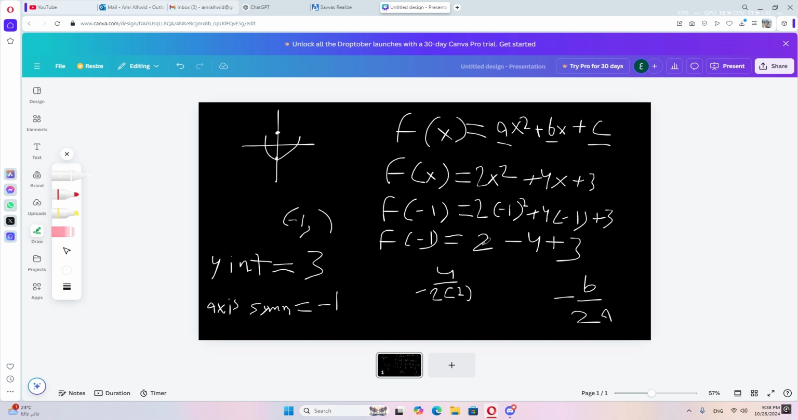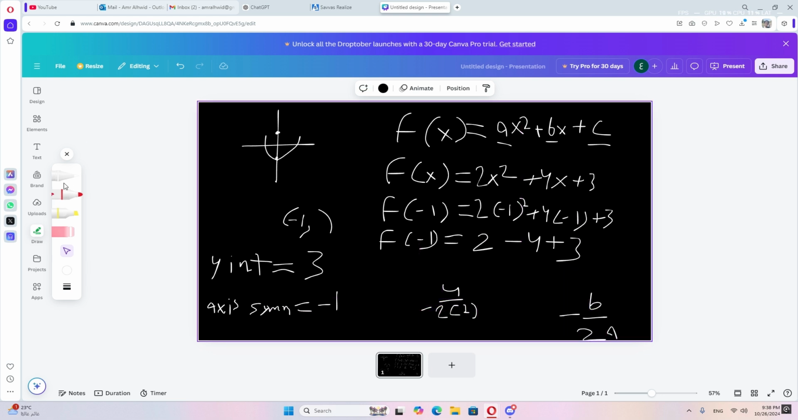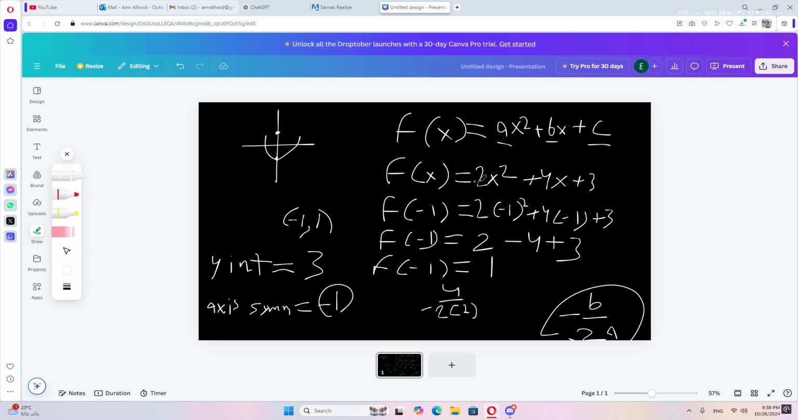Okay, so let's solve it. 2 minus 4 is minus 2, plus 3 is 1. So f of minus 1 will be 1. So this tells you that the y of the vertex is 1. So we found out the x of the vertex by doing this formula, getting the axis of symmetry, which is minus 1. Then we put the axis of symmetry into the formula to get the y of the vertex.